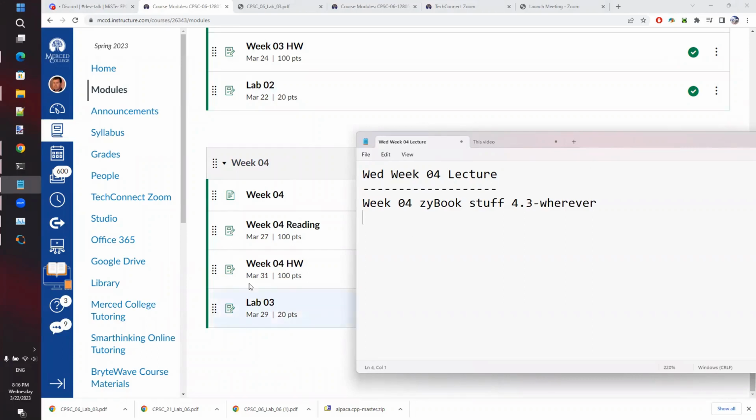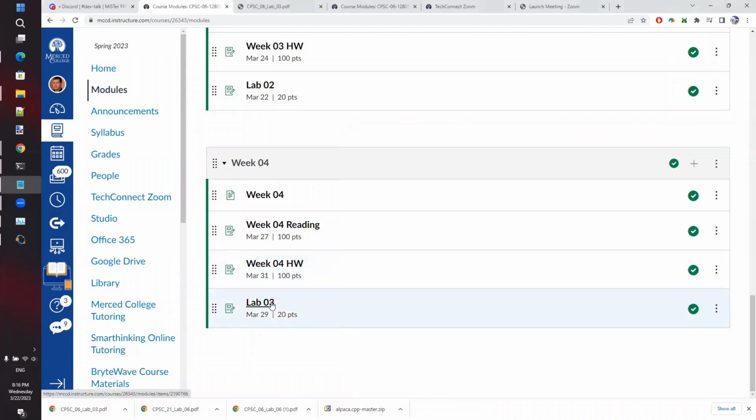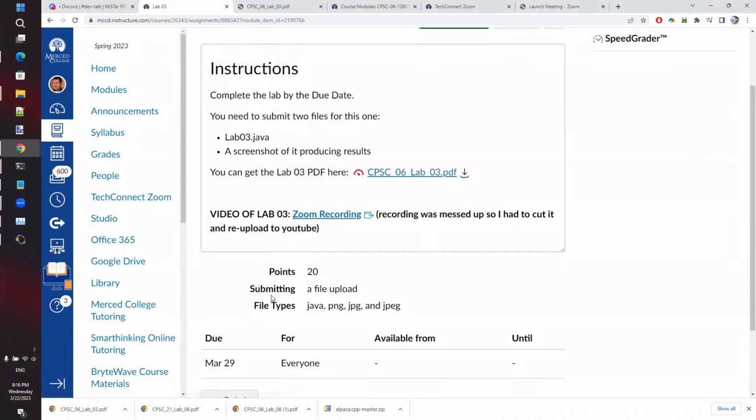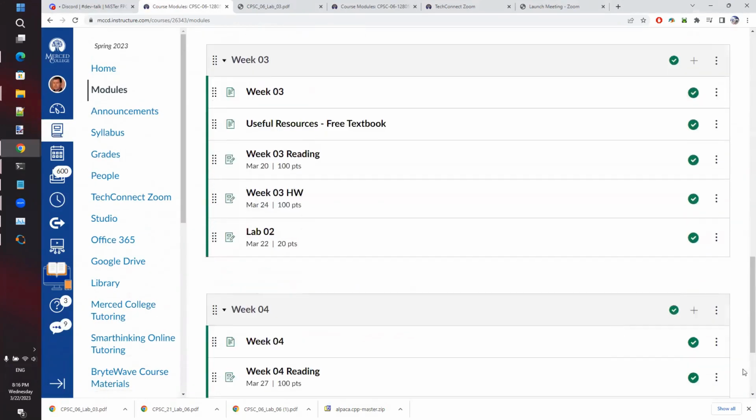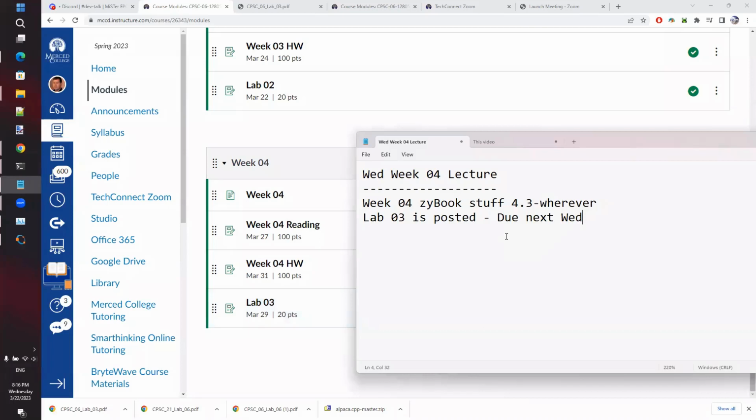Also, be aware that there is a lab 3 that's posted, and that's due next week, next Wednesday. You can see that if you go in there, and there's also a video to go along with it, and that should cover the whole thing. So if you follow along, you should be good as far as the lab goes. And I think that's about it. So let's just go ahead and get into this.